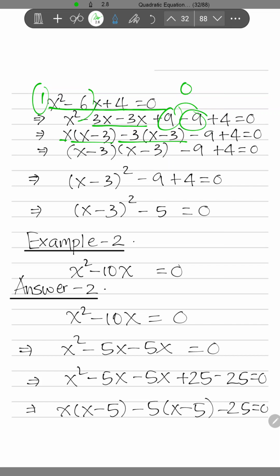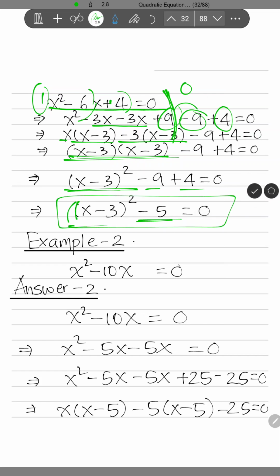Now 0 is added technically, and 4 is also there before. Now I take 9 on this side, which is x minus 3 the whole square, minus 9 and plus 4 is equal to 0, which is minus 5. So x minus 3 the whole square minus 5 is equal to 0 is the completed square form of the given quadratic equation. Some more examples here.